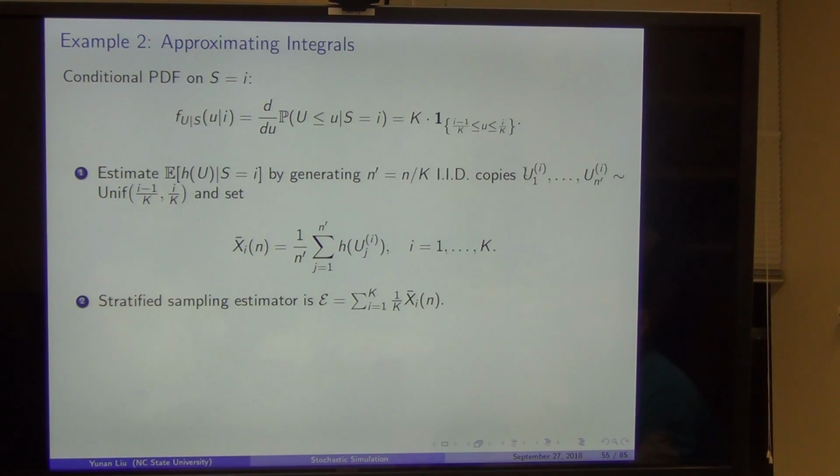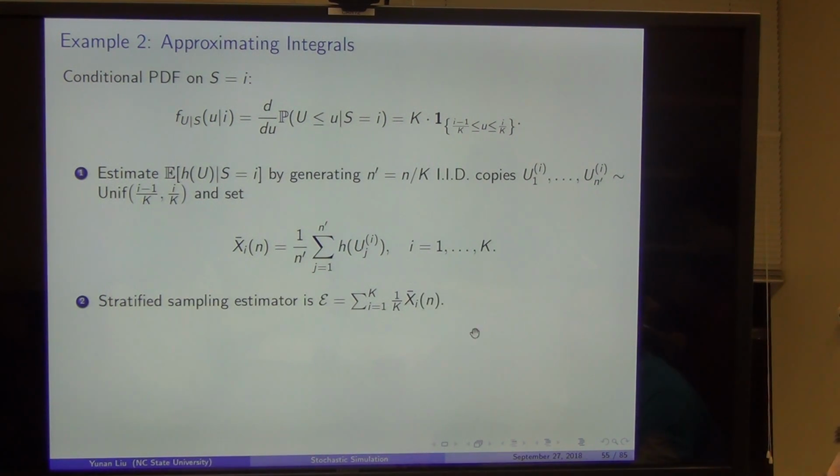Right? So basically I generated U1 super i to U n prime super i that are conditionally distributed. The H of U, right? So these are the conditional uniform random variables. Now given that, the expectation of H(U) is estimated by the sample mean, right? So this is the estimator for this conditional expectation, because each U is no longer uniform 0, 1, it's uniform from (i minus 1) over k to i over k. Got this one, right?